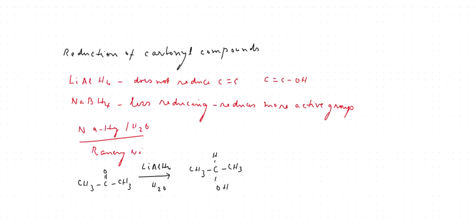Suppose you take benzoic acid, C6H5 C double bond O OH. When the benzoic acid is reduced in the presence of lithium aluminium hydride in water condition, you are getting C6H5 CH2OH, benzyl alcohol.